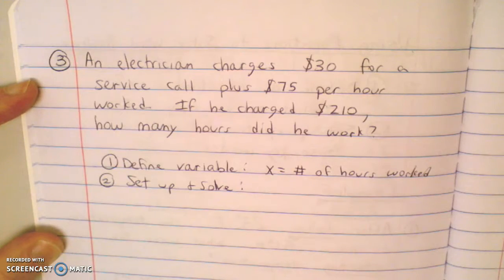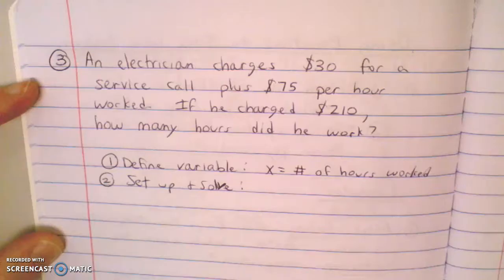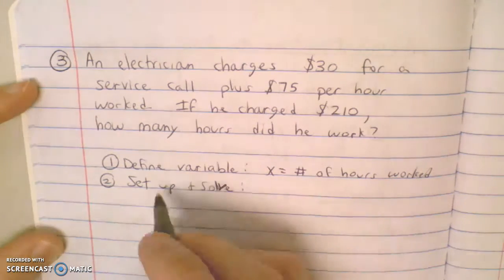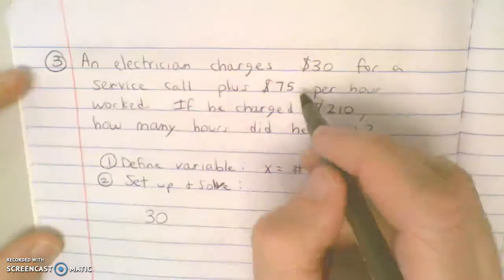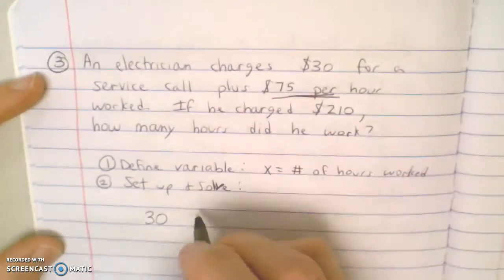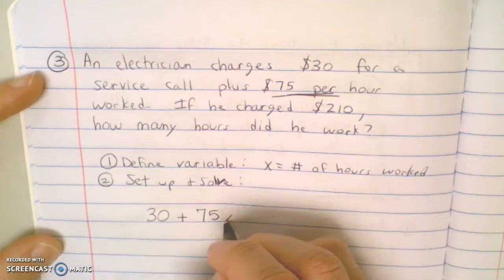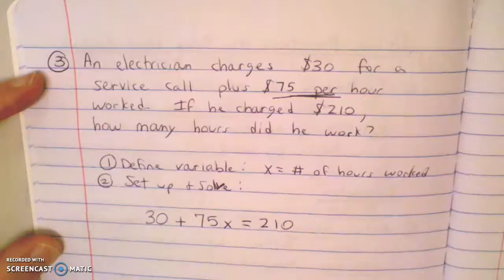So now this one, you got to be careful. They're charging $30 just to start. So just for the call, they charge you $30. Then it's $75 per hour. So remember, anytime you see that word per, it's like multiplying times the number of hours you worked. For a total of how much money he earned was $210.